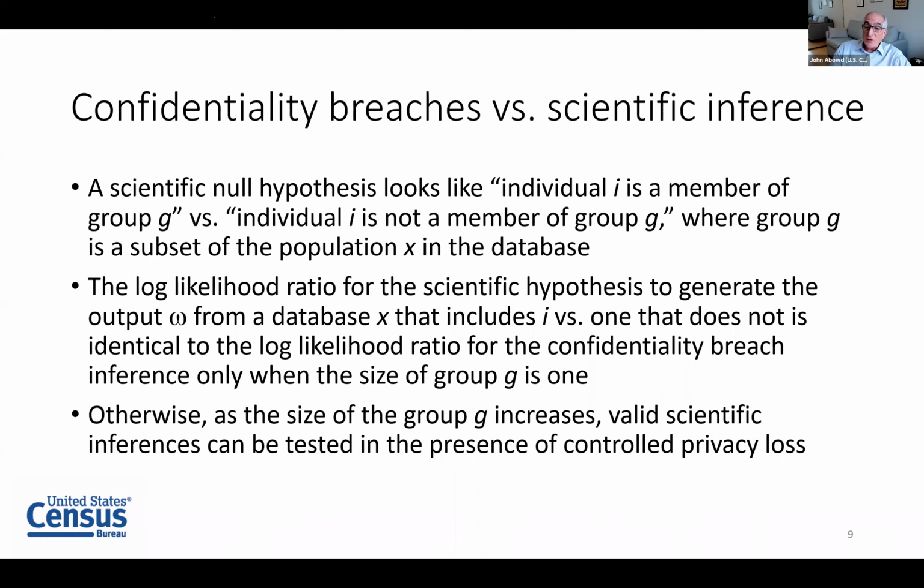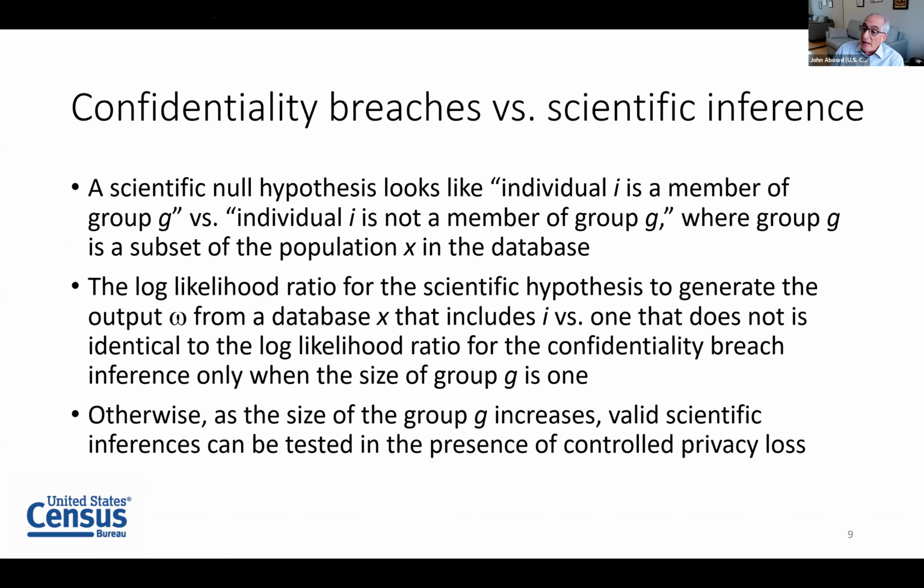But what's not well understood is the difference between the confidentiality breach hypothesis and the scientific inference hypothesis. So in the same setting, a scientific inference looks like individual I is a member of group G versus individual I is not a member of group G, where group G is a subset of the population in the database. And you can modify it to accommodate multiple categories and other classification problems and other statistics from the confidential database, but it basically has a form like that.